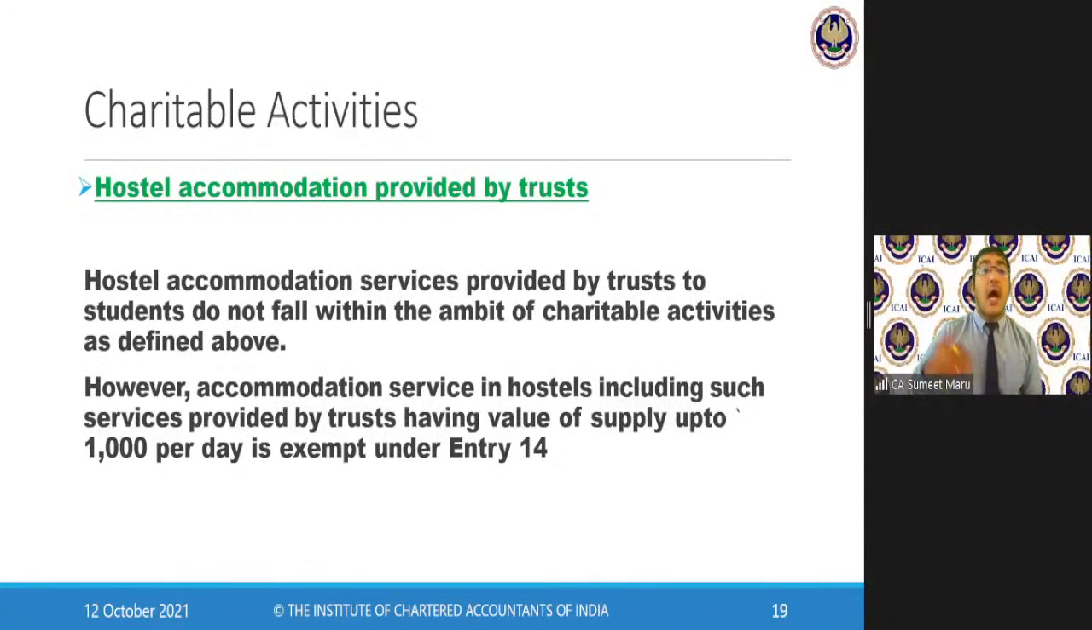But here you have to remember, however, accommodation service in hostel, including such services provided by a trust. So if any trust is providing hostel accommodation services and they are charging 1,000 per day or less, it will be exempt under entry number 14. And if they are charging more than 1,000 per day, it will be taxable. So any trust providing hostel accommodation charging 1,000 or less is exempt; more than 1,000 is taxable.